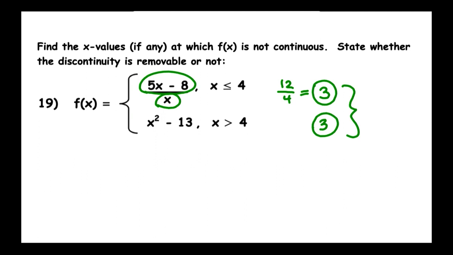The other thing is the directions have changed. It says, instead of what type of discontinuity, point, jump, or infinite, and in this case it's infinite, they say state whether the discontinuity is removable or not. Removable discontinuity is just another term for point discontinuity.